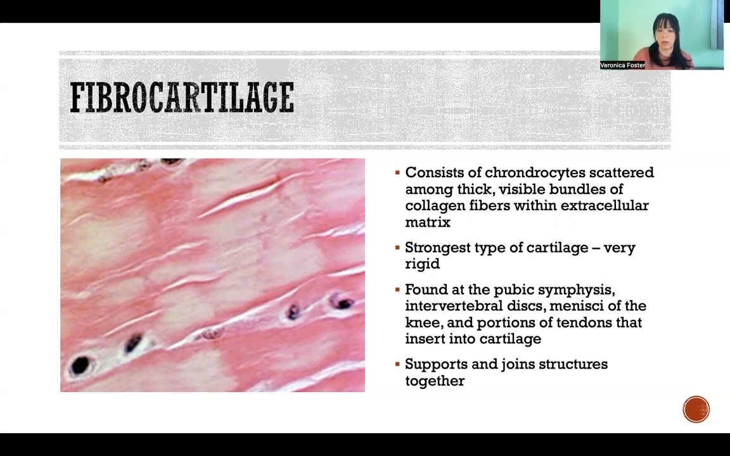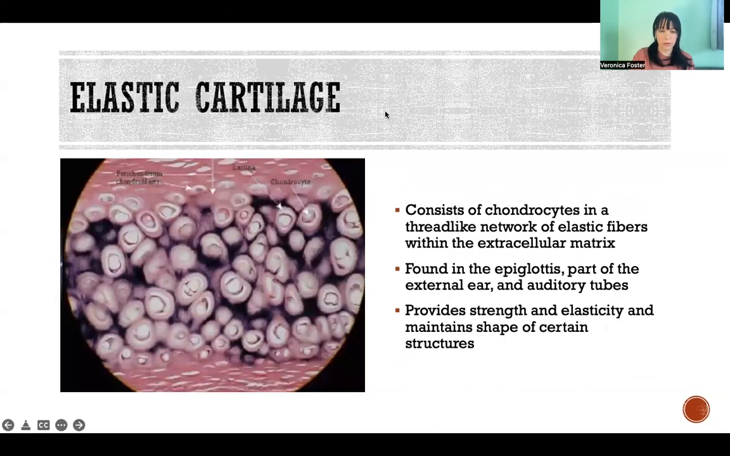attach two things together. Okay, our last type is elastic cartilage, and it's exactly what it sounds like. It's stretchy. It's made up of chondrocytes in a thread-like network of elastic fibers. So our collagen fibers are thick and dense and strong. Elastic fibers are much thinner, much more delicate, and they're stretchy instead of strong. So we've got chondrocytes in a thread-like network of elastic fibers.